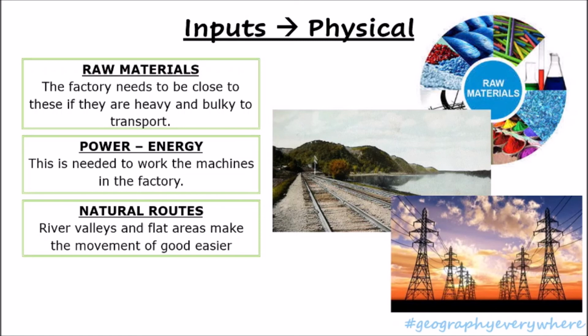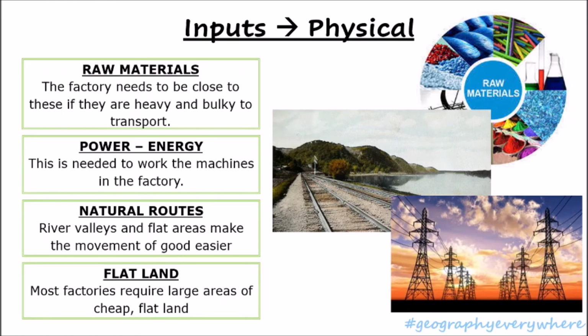Natural routes are important, river valleys are very good because you can transport and trade. Flat areas also are easier to build on, and they also make the movements of goods easier and faster. As I said, flat land is very important because industries generally need quite a bit of land, which is flat, so they can expand, and cheap.